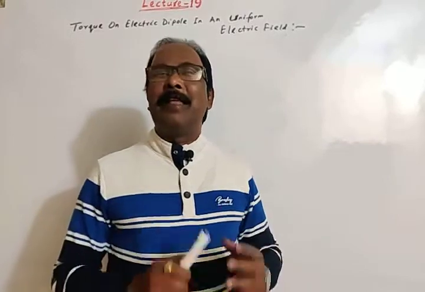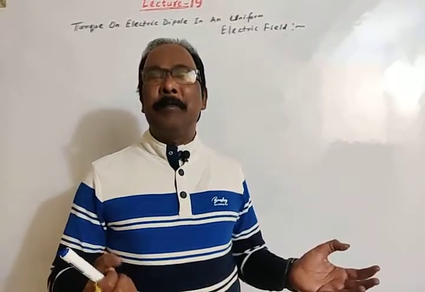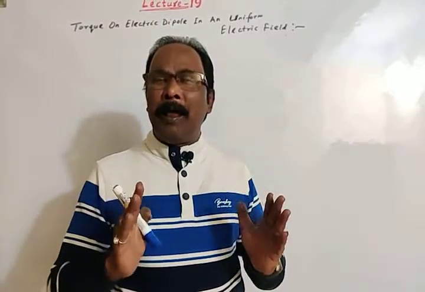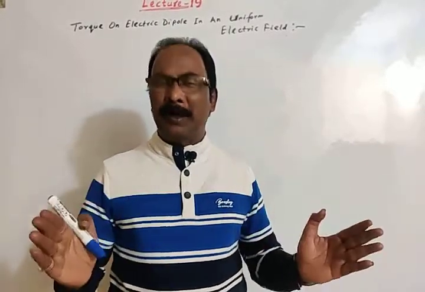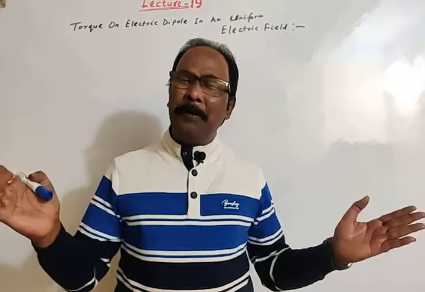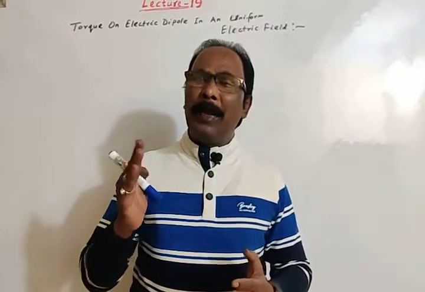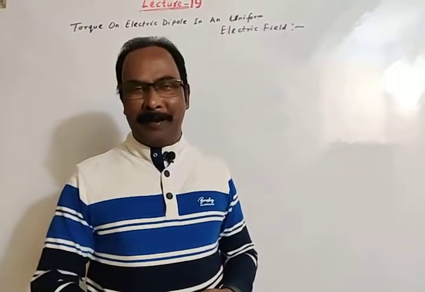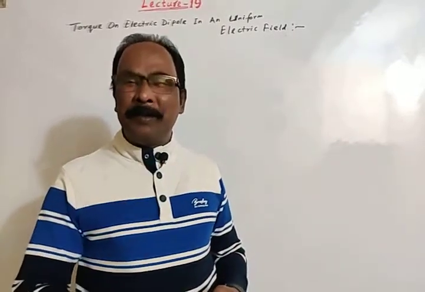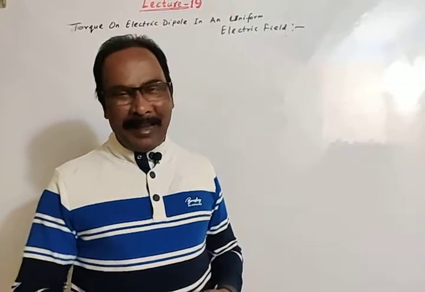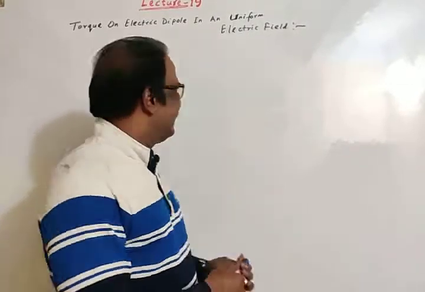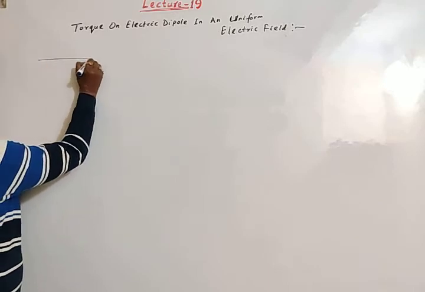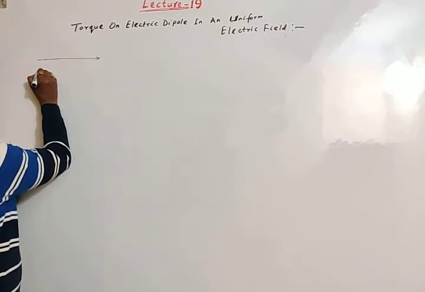Again, electric field is uniform if electric field lines are parallel and equidistant. We have to find torque on an electric dipole placed in a uniform electric field. Let's first represent a uniform electric field. This is the representation of a uniform electric field.